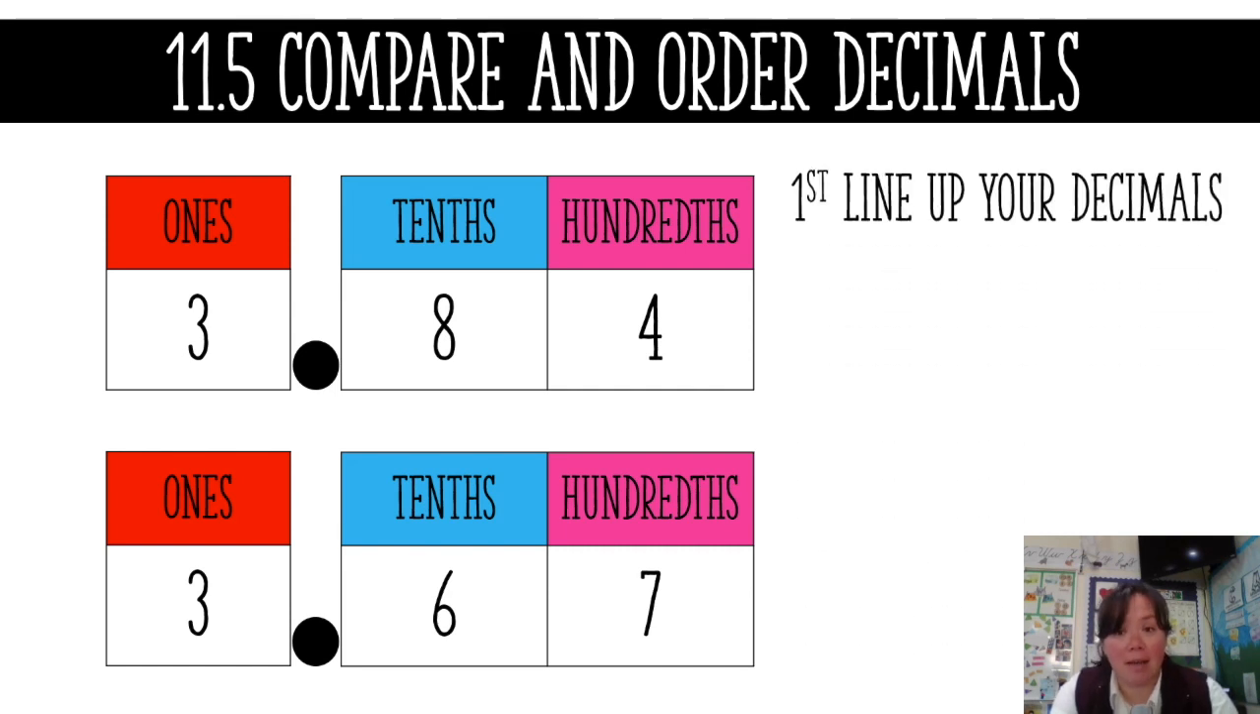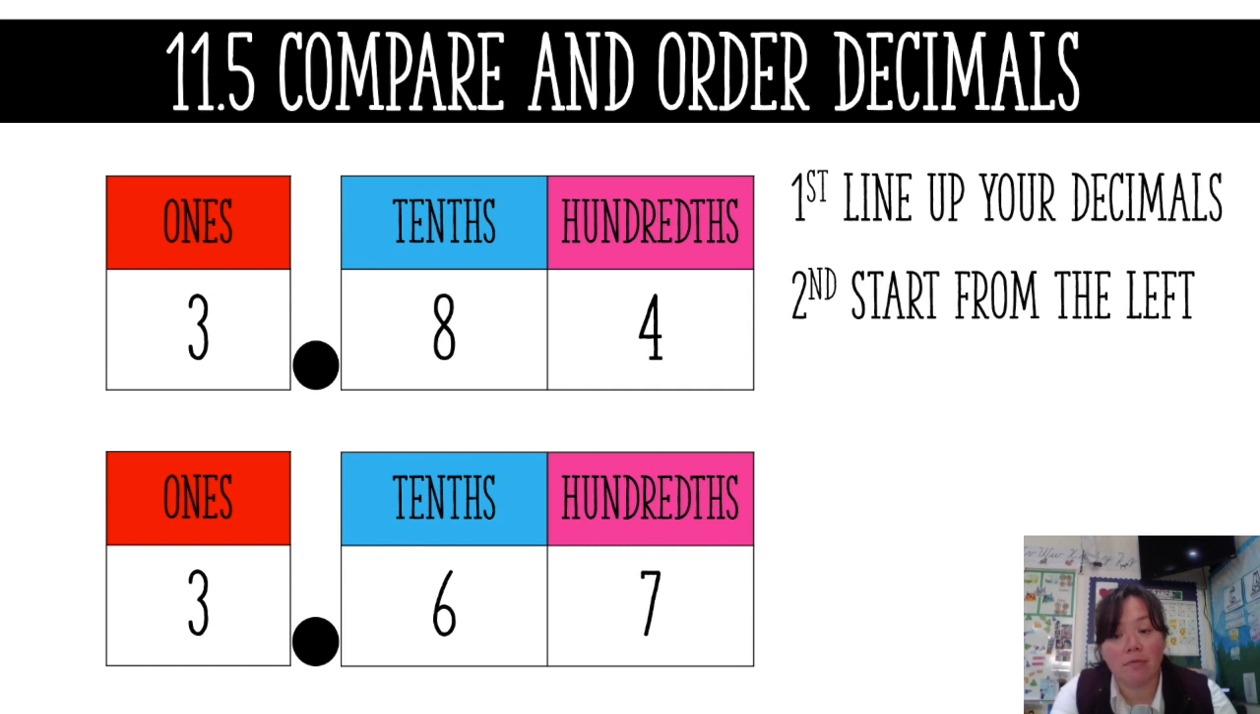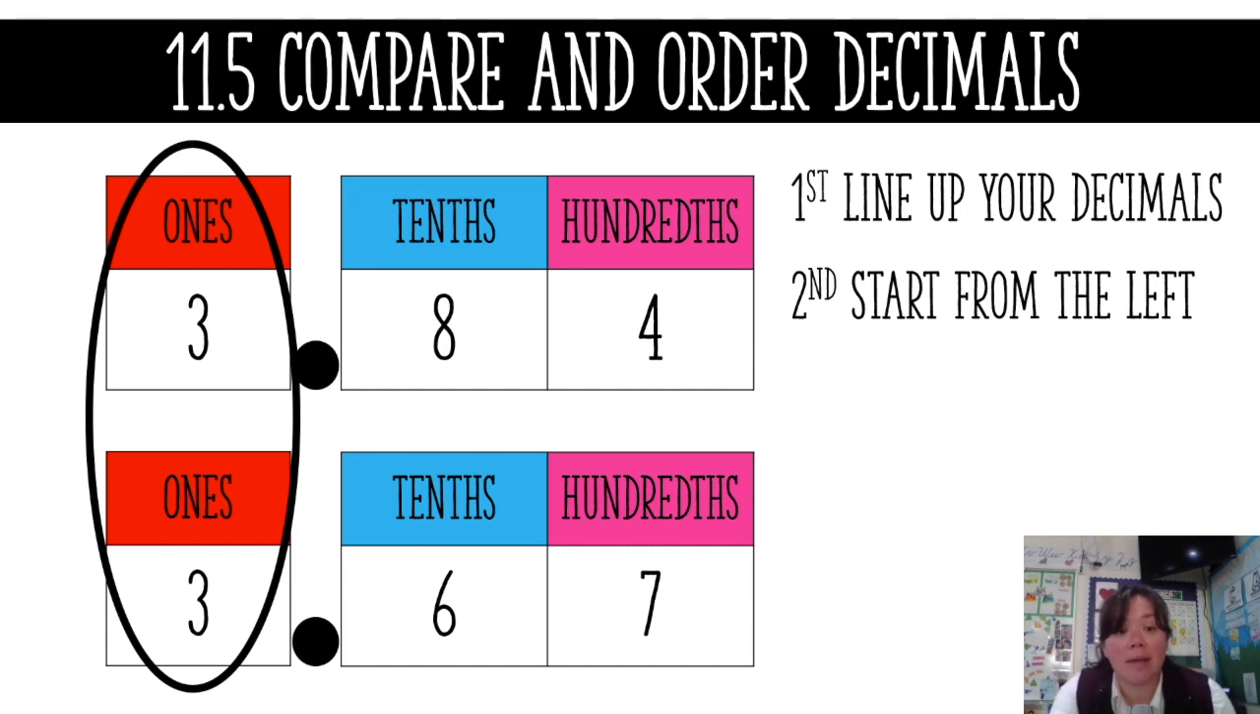The first step is to line up your decimals. So I'm going to send an arrow through to line up my decimals. Sometimes the numbers can be tricky, but you need to make sure you line up those decimals before you start to compare. Second, you're going to start from the very left. In this case, it's the ones place on the very left, and we're going to compare those numbers first. For these numbers, we've got a 3 and a 3, so there's really no difference between these.